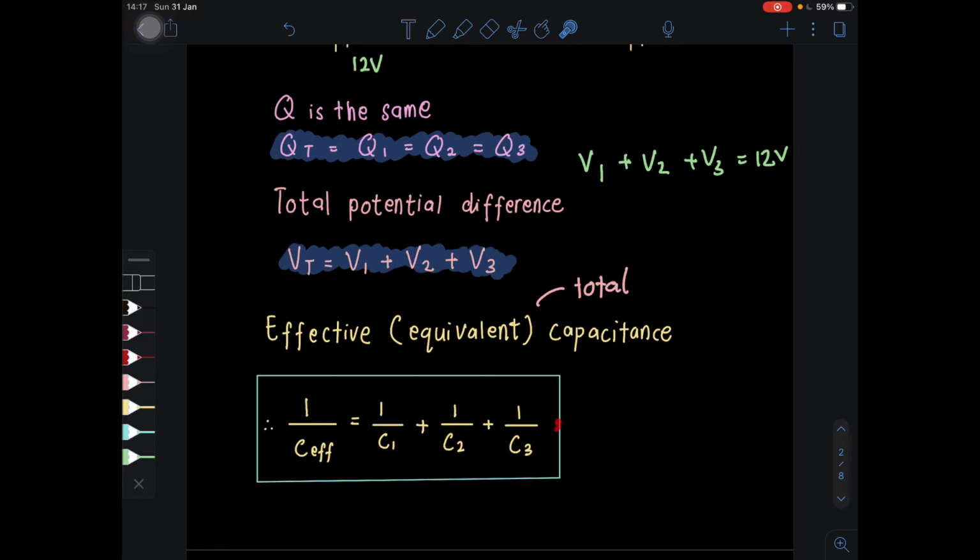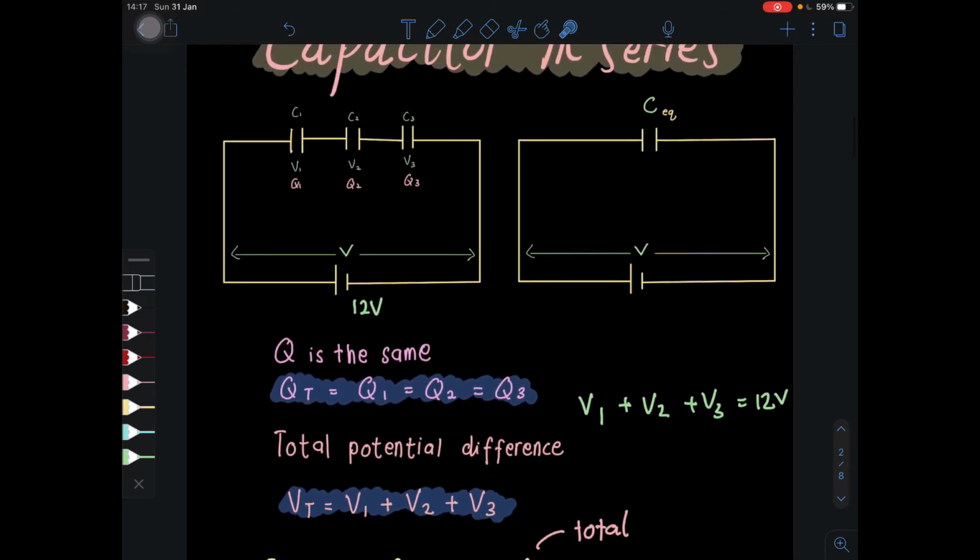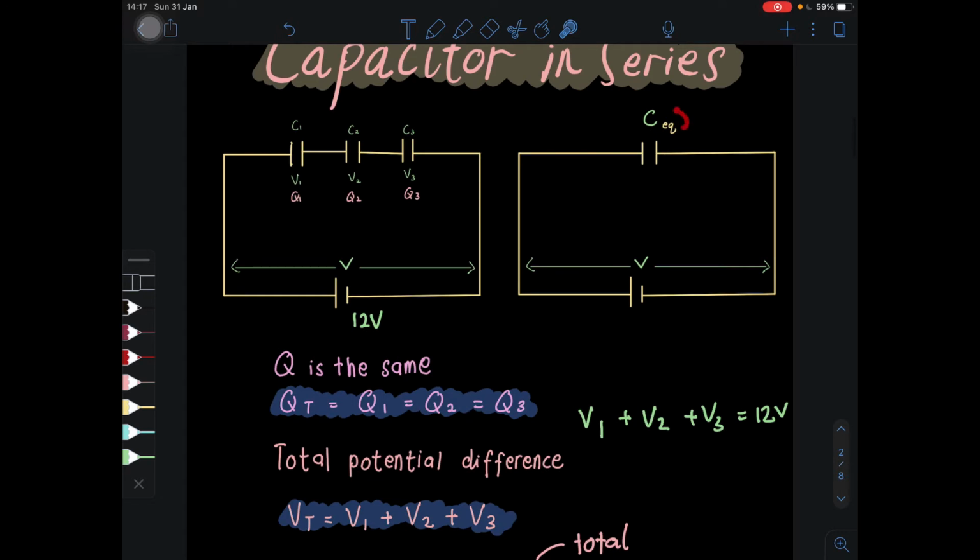So apabila kita sudah cari the total capacitance, we can simplify the circuit into like this. So now kita sudah total up ketiga-tiga ni, kita hanya akan dapat satu capacitor with the equivalent capacitance. And then the voltage will be still the same, which is 12 volt.